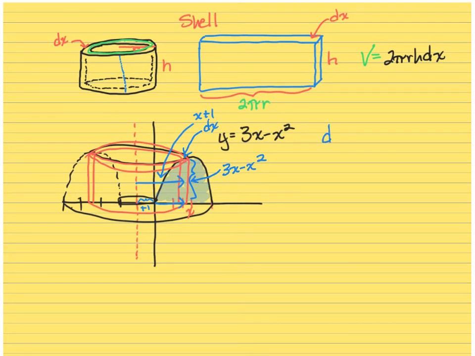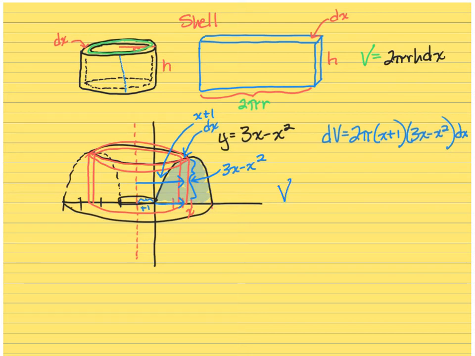And so the volume of this shell, the little bit of volume of our total volume, the dV, is 2 pi times the radius, 2 pi r times h, times the thickness, 2 pi r h dx. And so that's the volume of that shell.